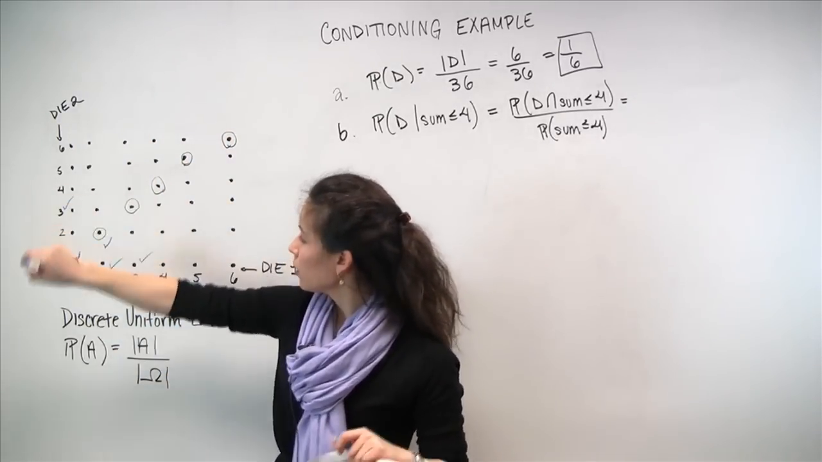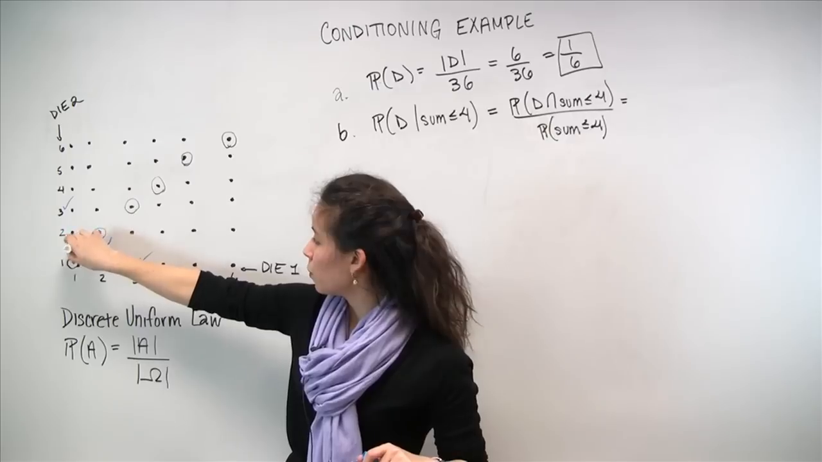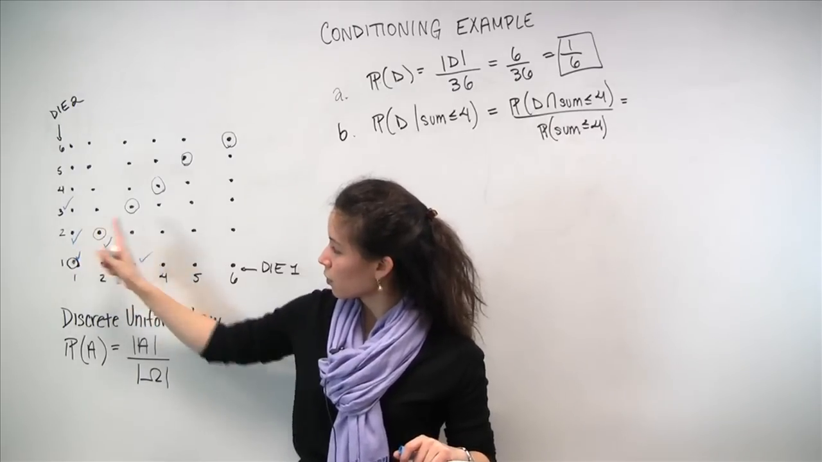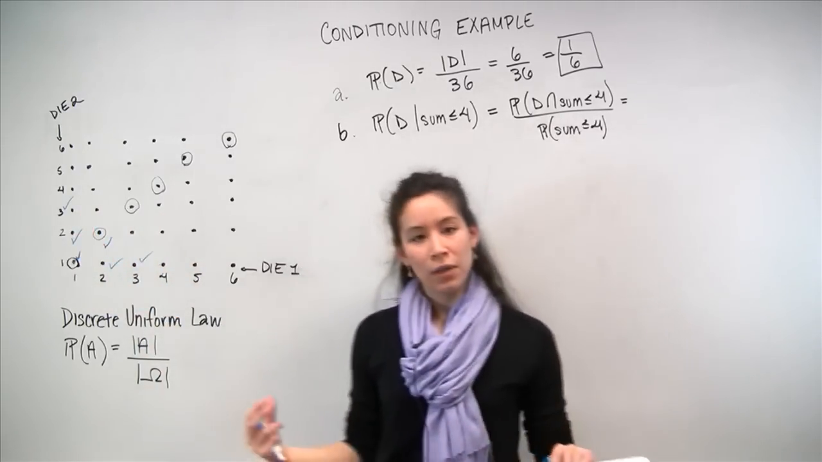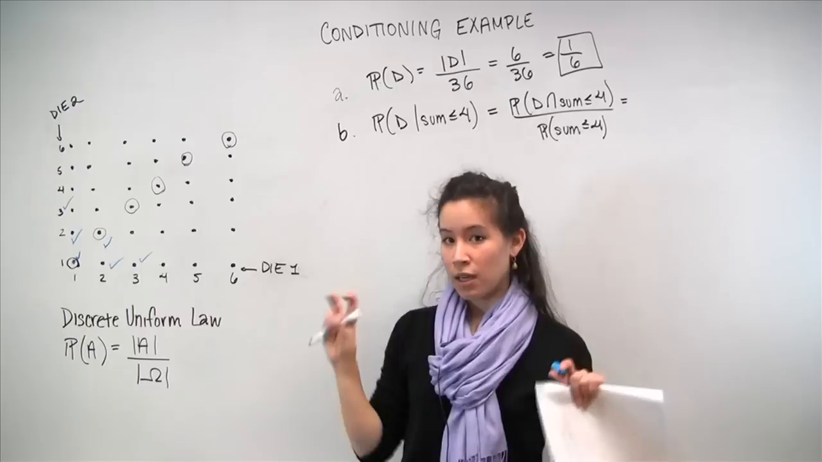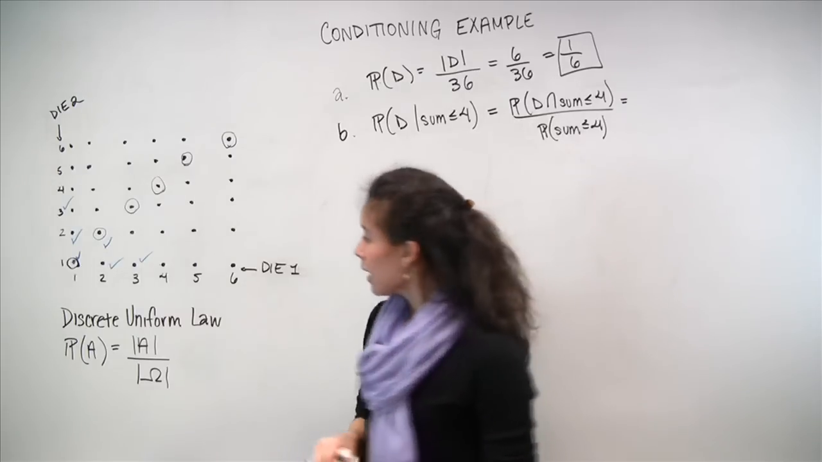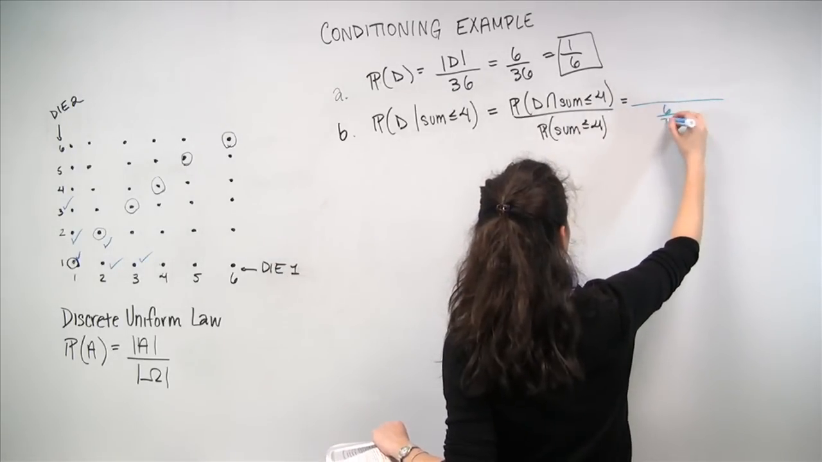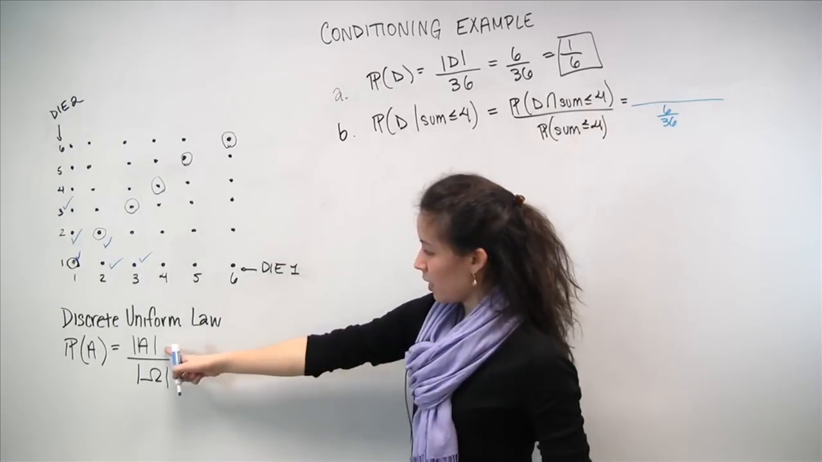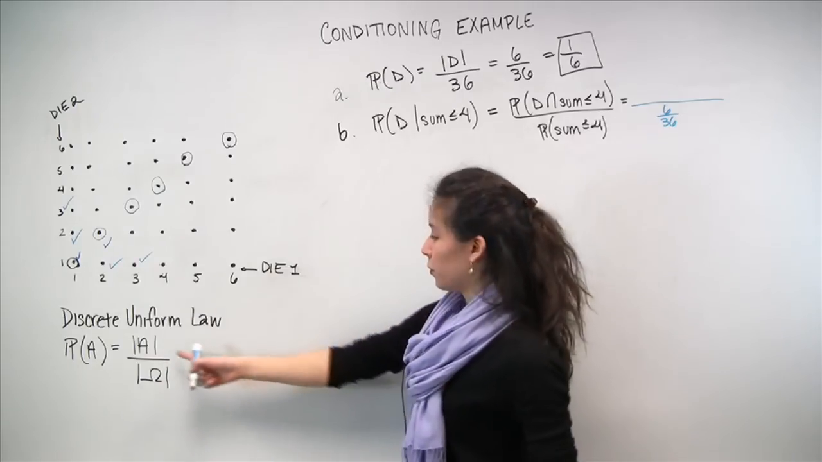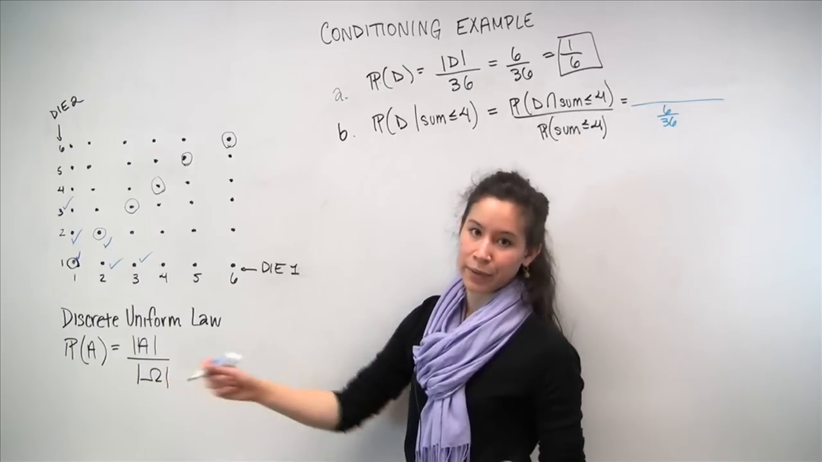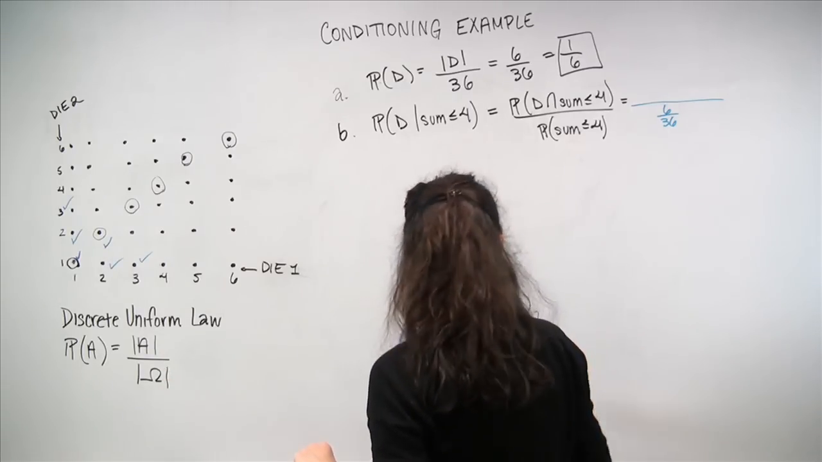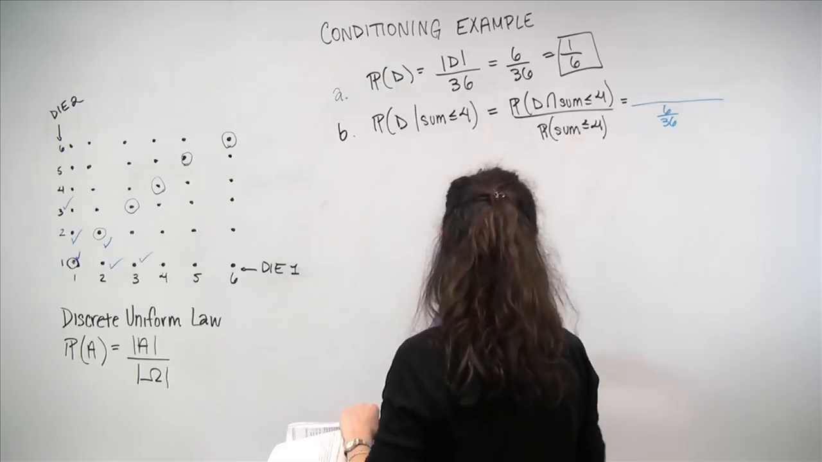3, 1 gives us 4, and 1, 2 gives us 3. So these 6 points, 1, 2, 3, 4, 5, 6, are the outcomes that comprise the event sum less than or equal to 4. So we can go ahead and write in the denominator 6 over 36, because we just counted the outcomes in sum less than or equal to 4 and divided it by the number of outcomes in omega. Now let's compute the numerator, D intersect sum less than or equal to 4.